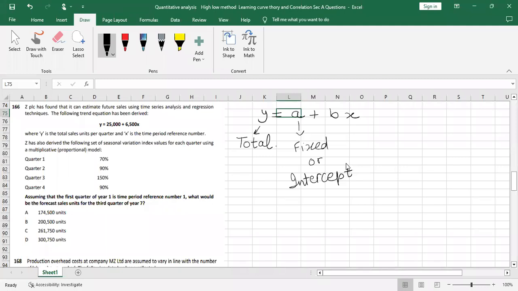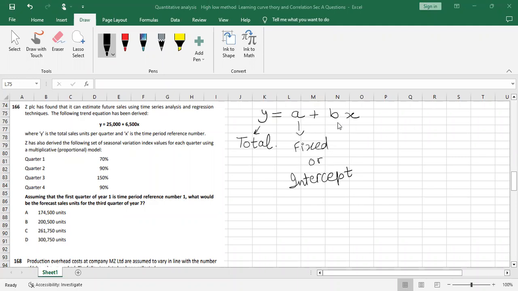Now it could be fixed cost or fixed overhead. It could be fixed sales revenue. It could be fixed sales units. So this is called fixed or intercept. Fixed or intercept is denoted by A.